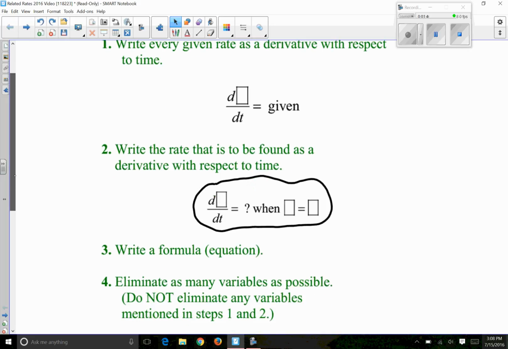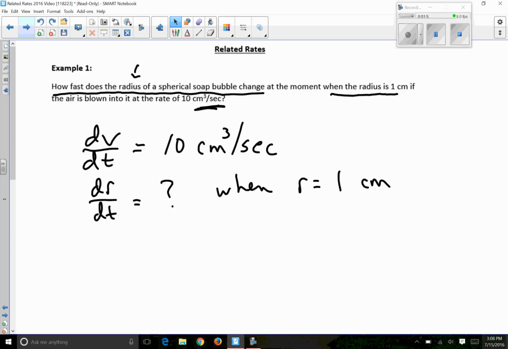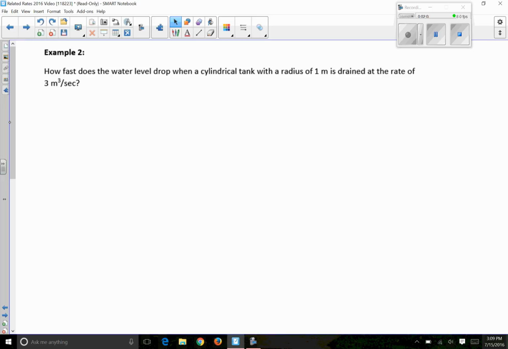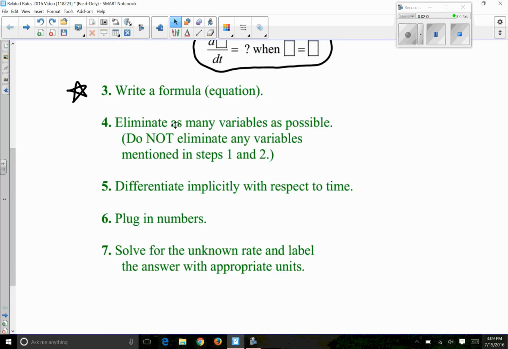Okay, then we're going to write a formula. That's where we are. The volume of a sphere is 4/3 pi r cubed. That's the formula. Eliminate variables if possible. This step is not relevant in the problem we're doing. So we're up to here.